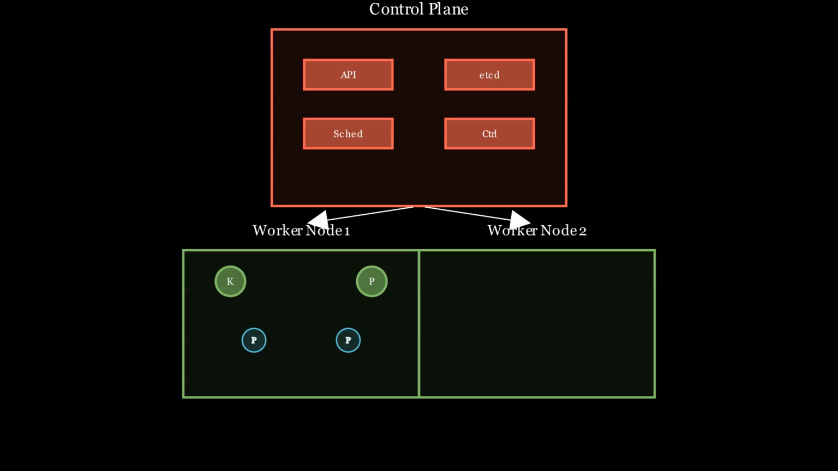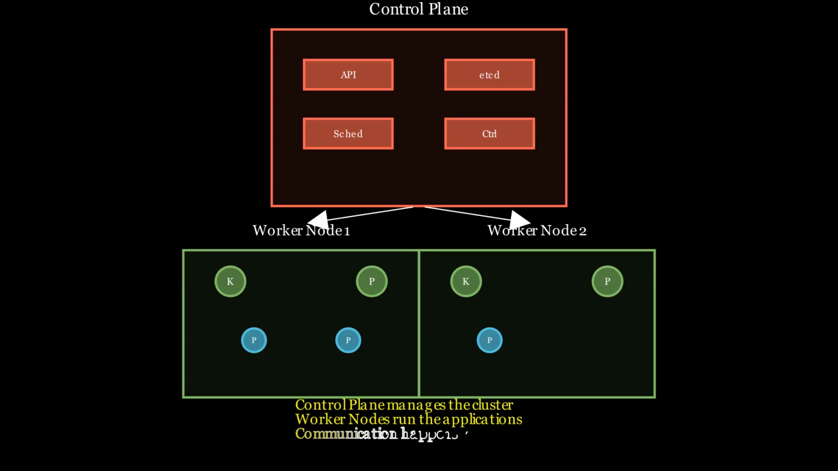At the bottom of the first worker node, we have two pods represented by blue circles with Ps. Pods are the smallest deployable units in Kubernetes and can contain one or more containers that share storage and network resources. The second worker node has similar components: a kubelet, a kube proxy, and a pod. This shows how each worker node has the same basic components to manage containerized applications.